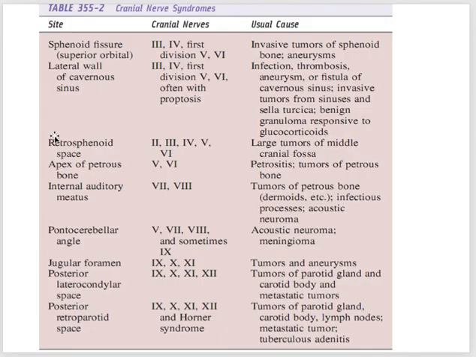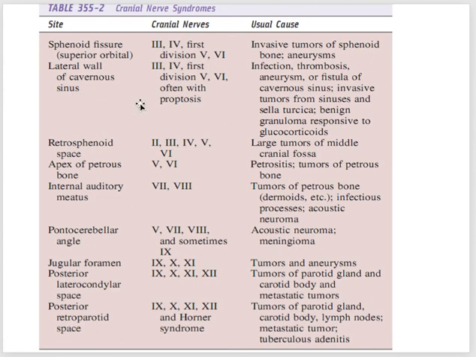Okay, these are some cranial nerve syndromes, guys. For example, there is the sphenoid fissure, from which the third, fourth, and the fifth nerve divisions come out. So whenever there are any tumors compressing this fissure, of course there will be damage to these cranial nerves.